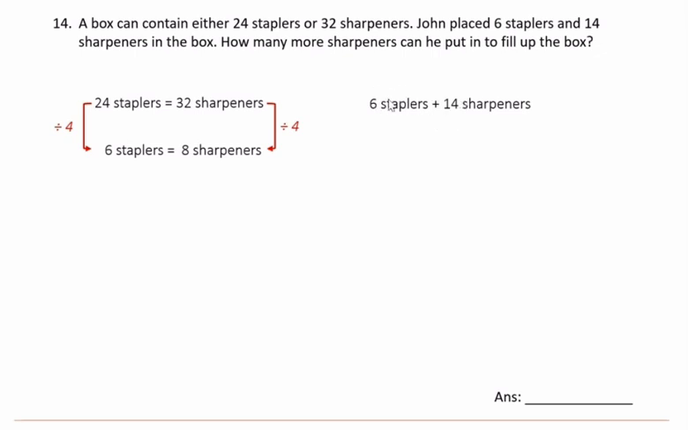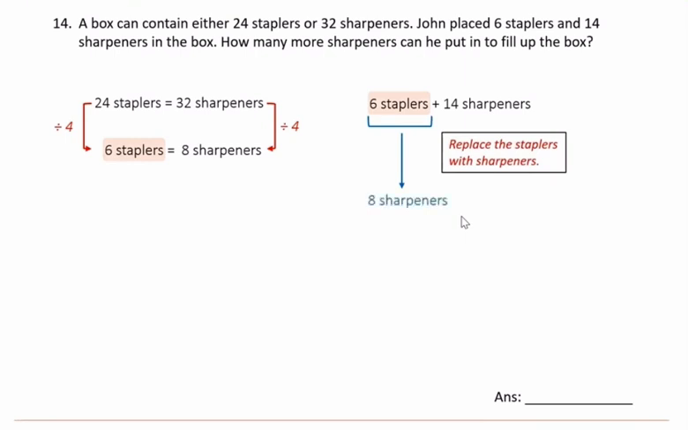So I'm going to replace this with 8 sharpeners because the question asked me for how many more sharpeners. So I replace all the staplers with sharpeners. So this will become 8 sharpeners plus 14. If I replace the 6 staplers with 8 sharpeners and add it to the 14 sharpeners I already have in the box, I will get a total of 22 sharpeners.